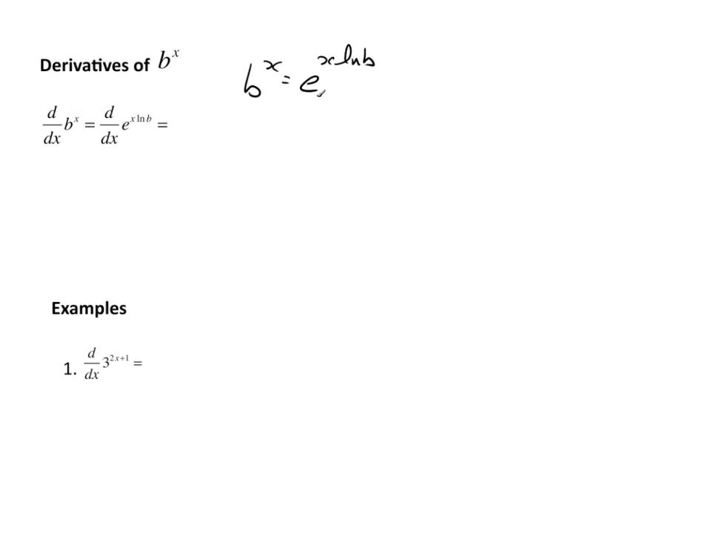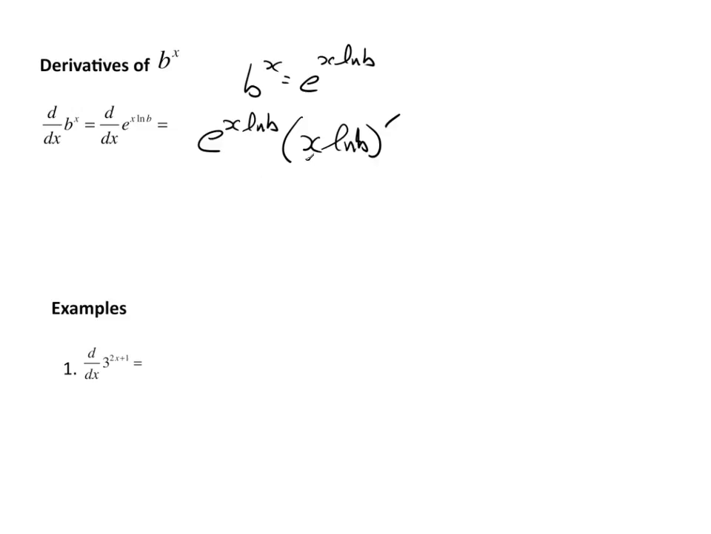So once I think of it in this form, I now know how to take the derivative, because we know how to take the derivative of something in the form of e to the g of x, some function of x. So this derivative will be equal to e to the x ln b times x ln b prime. That's how we took the derivative of something in the form of e to the g of x.